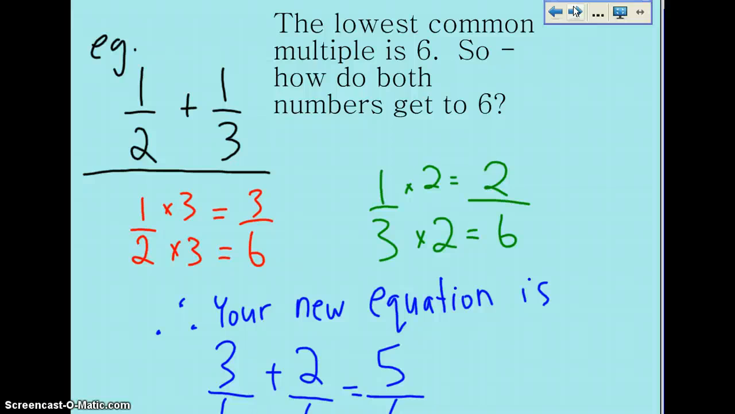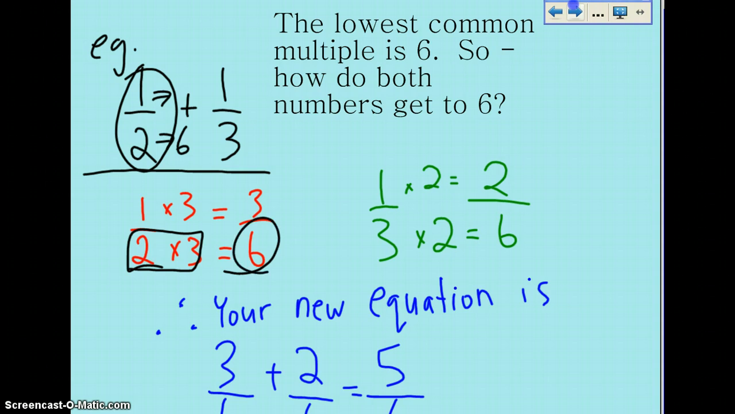So whatever I do to here, I have to get this number to 6. I have to do whatever I do to the bottom, I have to do to the top. So I know that 2 times 3 equals 6. So there, I've got the denominator to the 6. 1 times 3 is 3. Now I do 1 times 3 because whatever I do to the bottom, I have to do the top. So now I have 3 over 6.